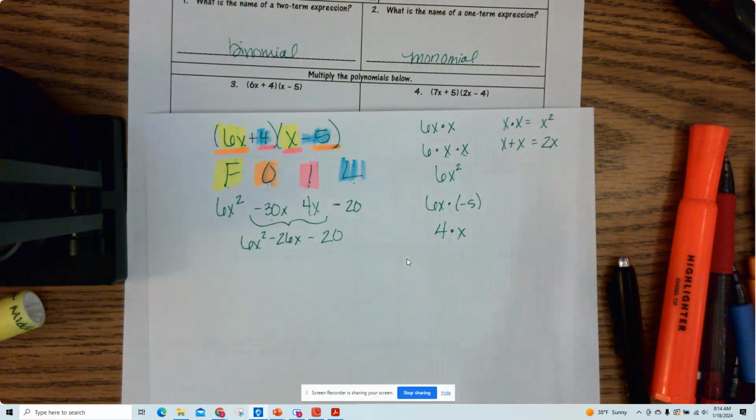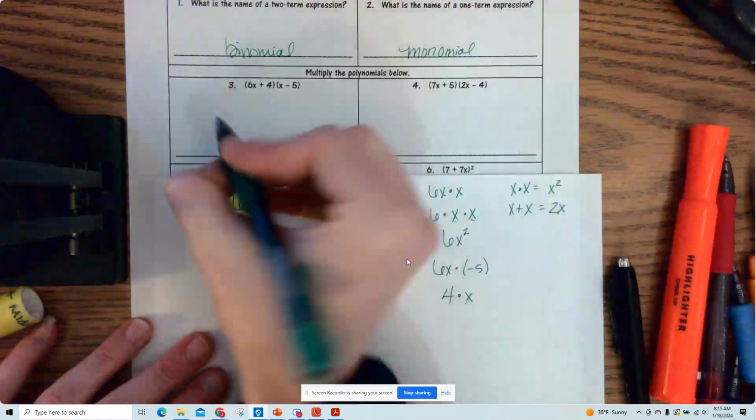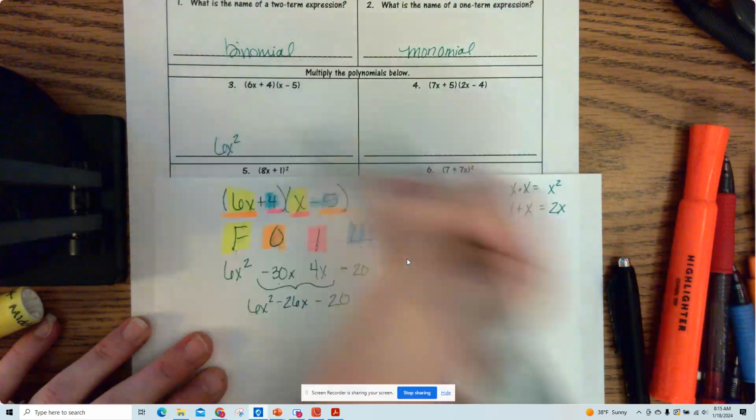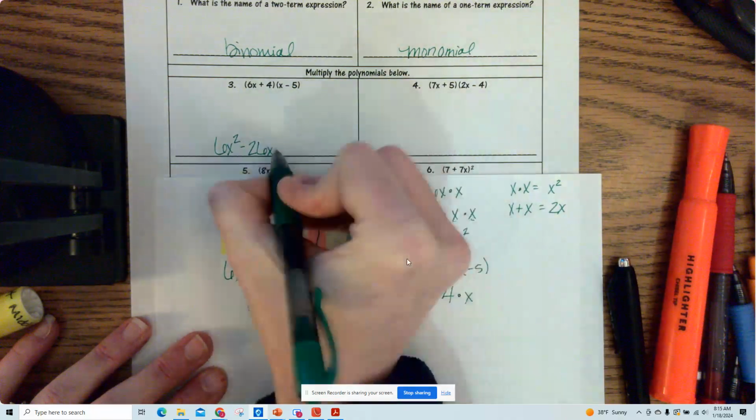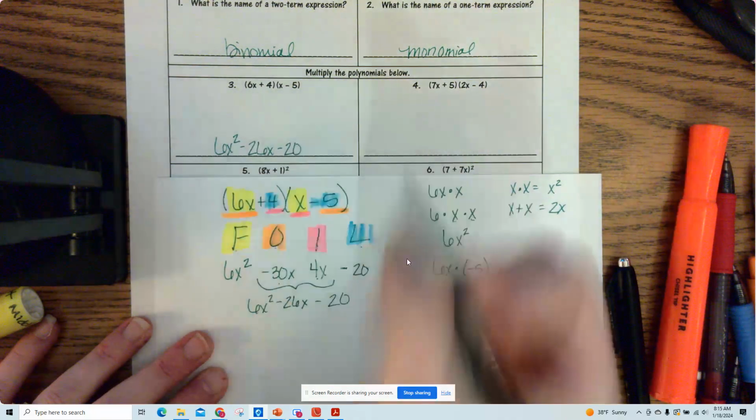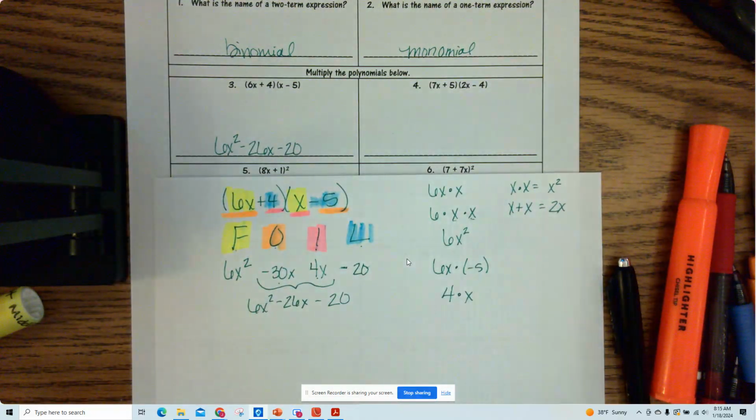And that is my phone blowing up. Okay. So 6x squared minus 26x minus 20. That's the FOIL method. I'm going to show you another method that may work better for you.